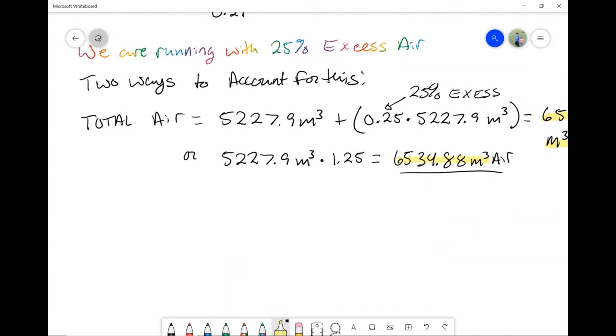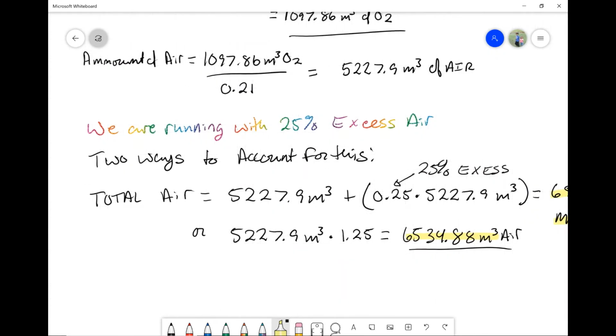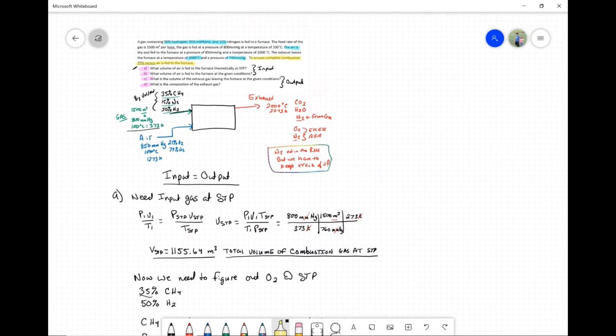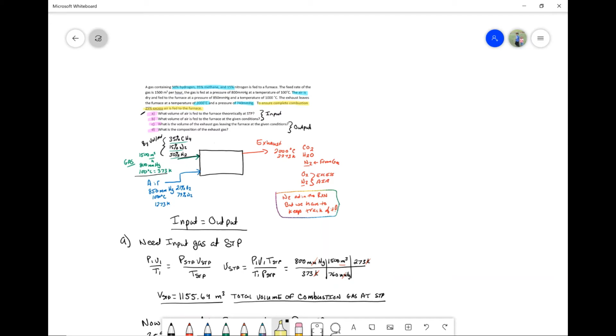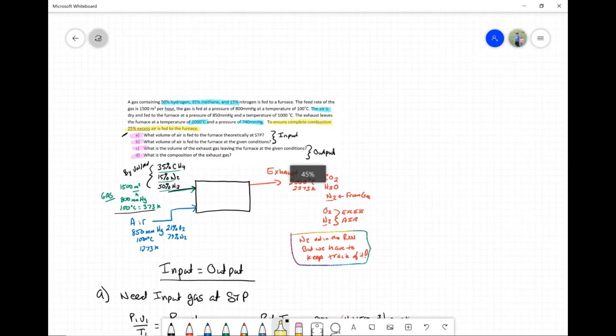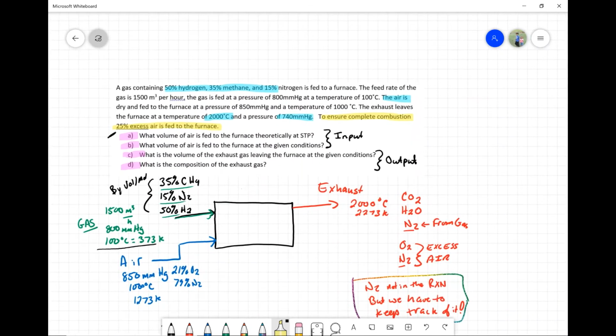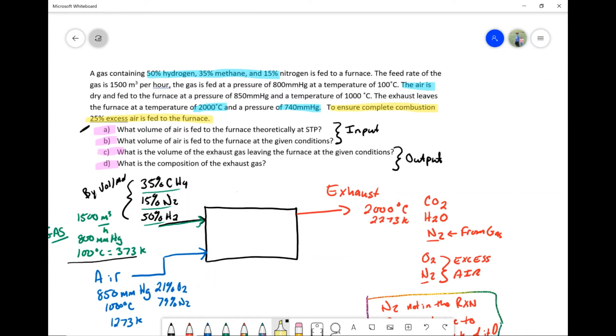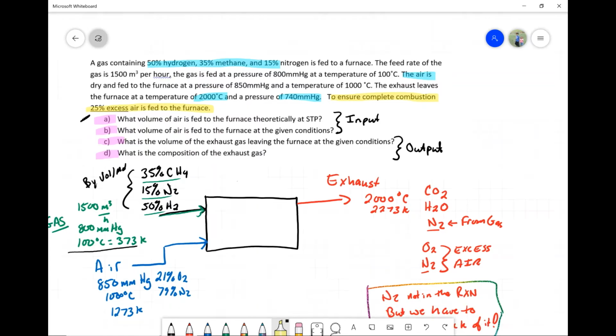So you can figure out the total error. So we figured out our part A, which was asking for the amount of air fed to the furnace theoretically at STP. And again, I apologize for switching scales like this, but I can zoom it and it's recorded on a video, so it's probably okay. So what volume of air is fed to the furnace at the given conditions? And so the air is dry and it's 850 millimeters of mercury and 1000 degrees C.